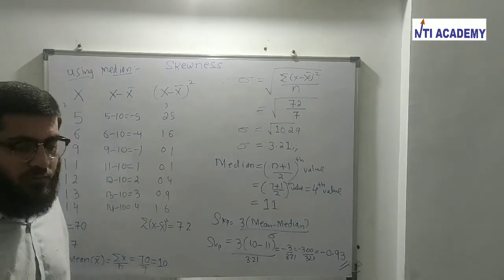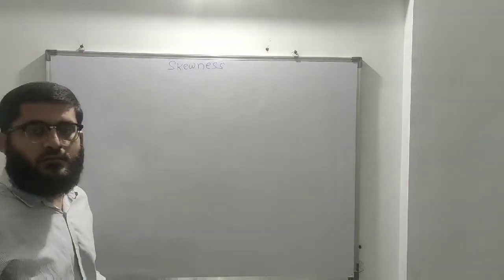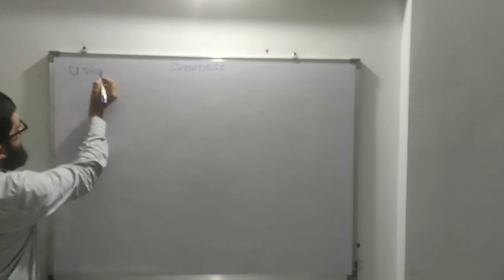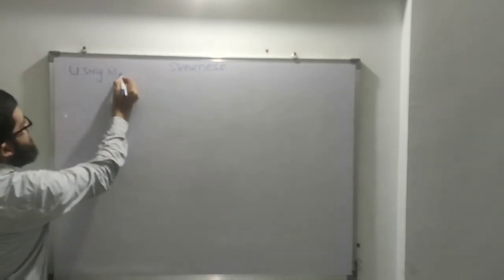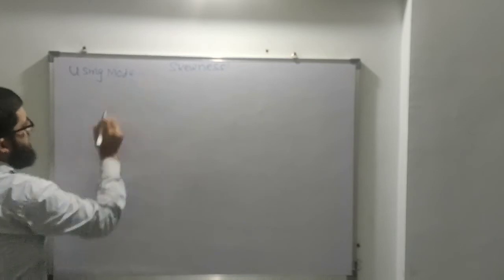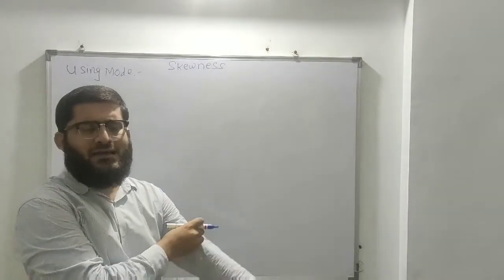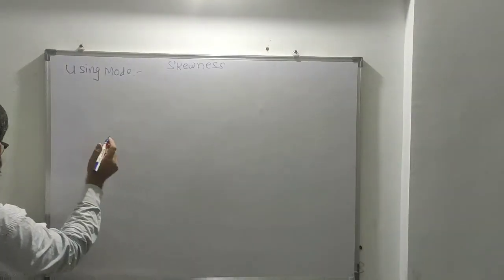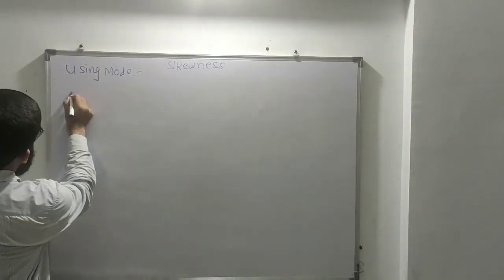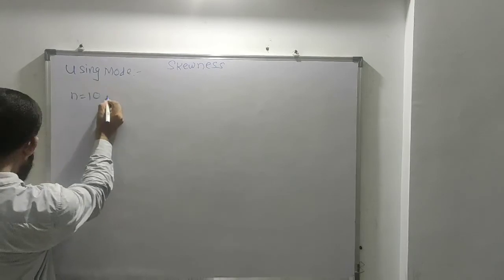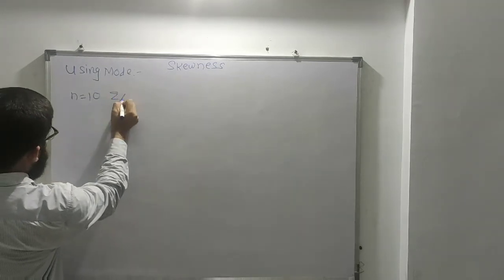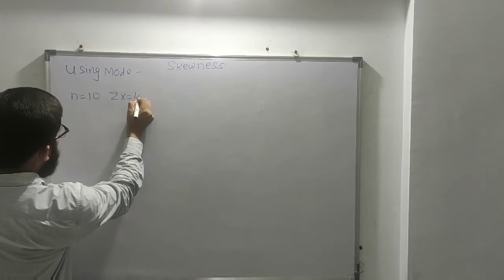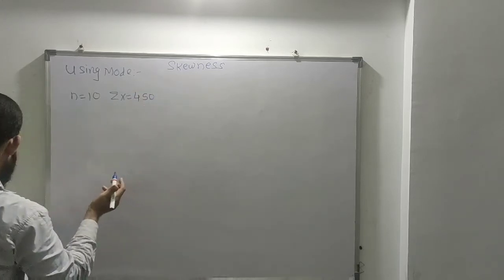So let us solve another problem. Now we will find the Karl Pearson's coefficient of skewness using the mode. Okay. So we have seen the sample values. Now we'll take some direct values given to you. So we'll take the value of n, let's say the example is given as 10. You have summation of x equal to 450. These all are from a particular sample.